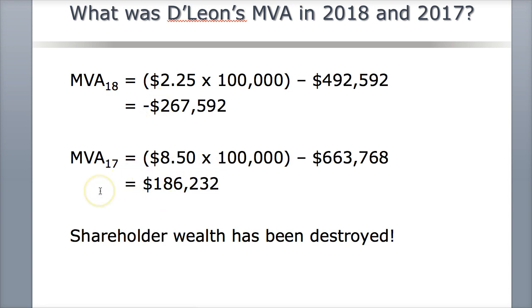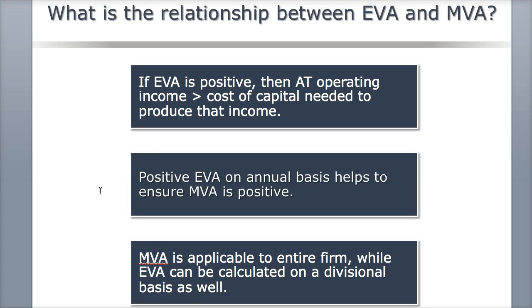Shareholders' wealth has been destroyed, and that's why the stock price is going down and why shareholders are not super happy. So what is the relationship between EVA and MVA? It's sort of like what I talked about before. If EVA is positive, then the after-tax operating income is greater than the cost of capital needed to produce that income. So that's a good thing. And if EVA is positive on an annual basis, it helps ensure that the MVA is positive, because if the company is creating economic value added, then most likely they've created market value added.